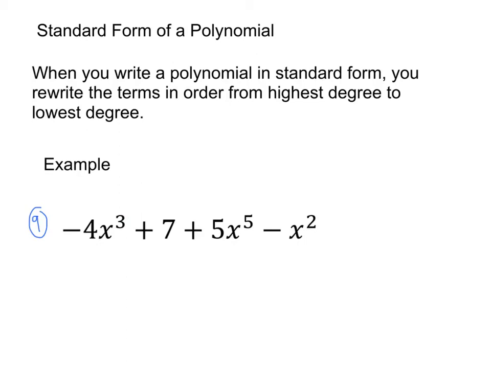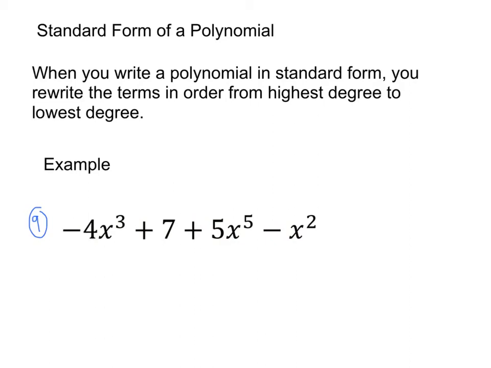All right, now that you've written that down, let me give you an example here. All we want to do is put these terms in order. Here's 1 term, 2nd term, 3rd term, 4th term. We want to put those in order from highest degree to lowest degree. Well, this part here has a degree of 3. This has a degree of 0. This has a degree of 5. This has a degree of 2. All right, so let's put it in order.